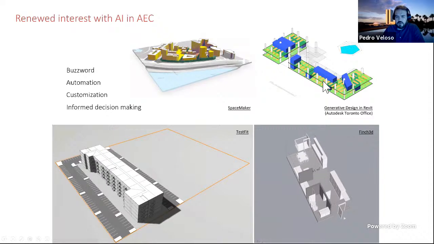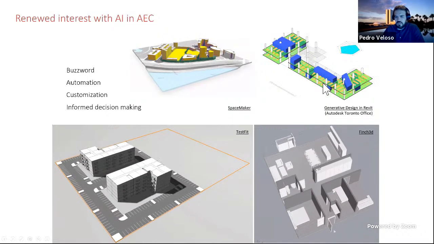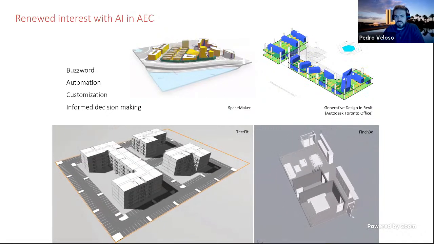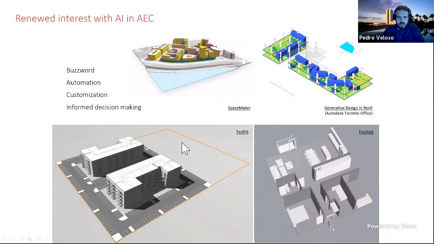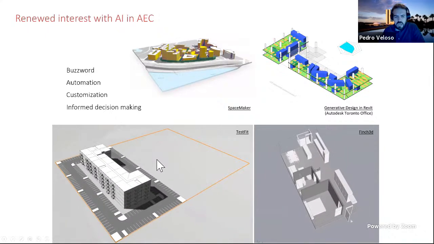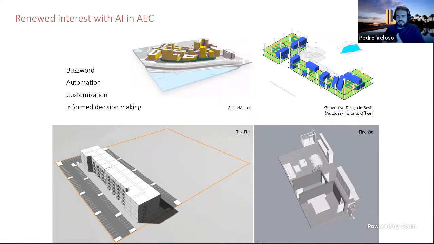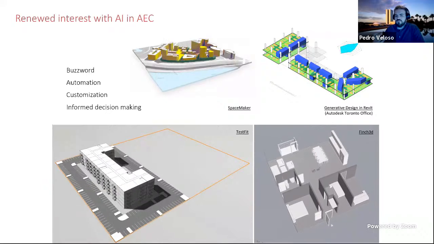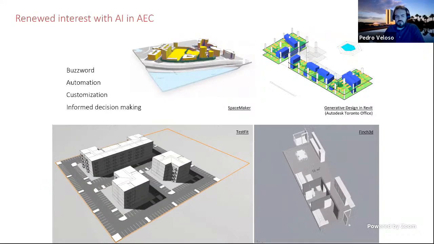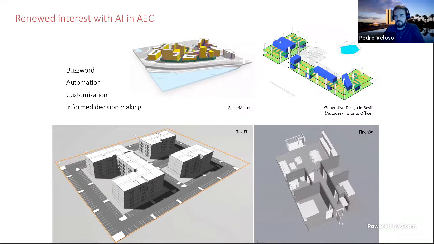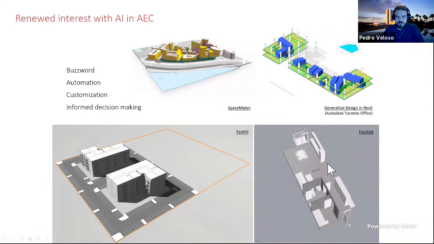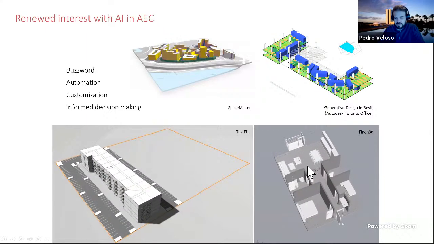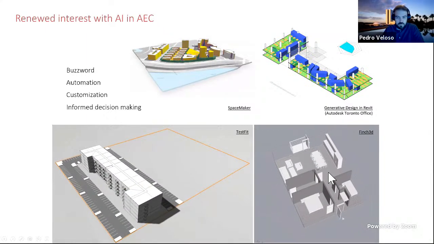This is an example from Autodesk of an office that was generated using optimization. TestFit uses more standard types of designs to evaluate feasibility, to evaluate different design alternatives. And also, you probably know about Finch 3D. There are many videos showing parametric models for different design problems.